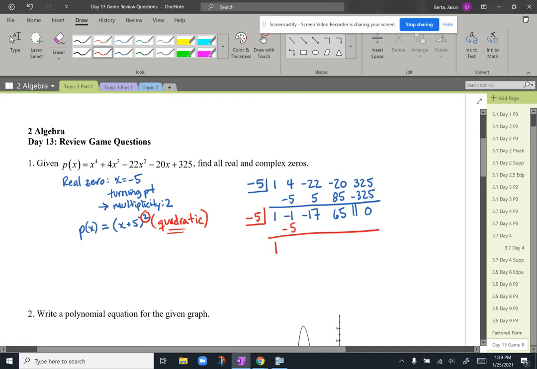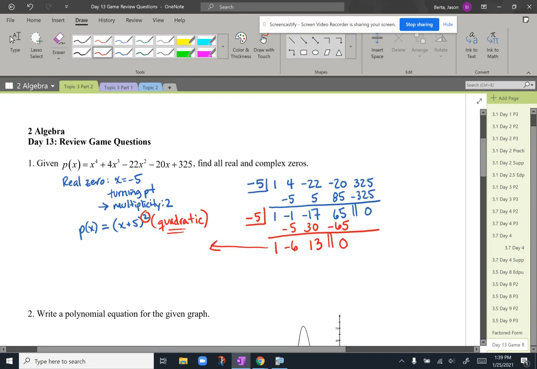We've got -5 minus 1, that's -6. -6 times -5 gives us a +30. Subtracting 17 from that gives us -13. Sorry, that is a +13. +13 times -5, that gives us a -65. Again, we've got 0 as the remainder, and now we have a quadratic.